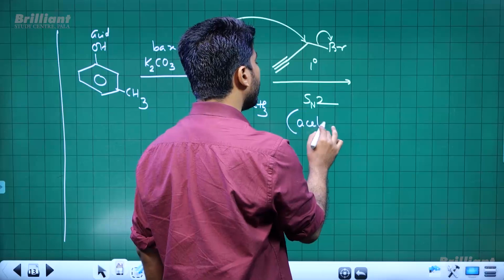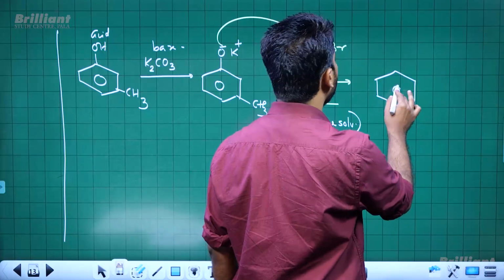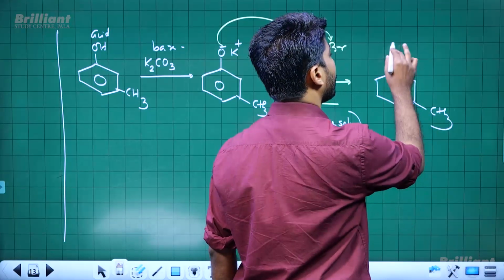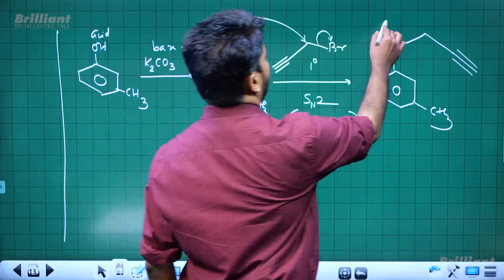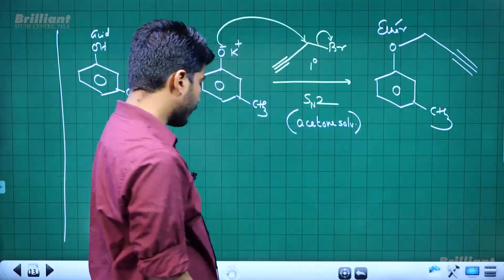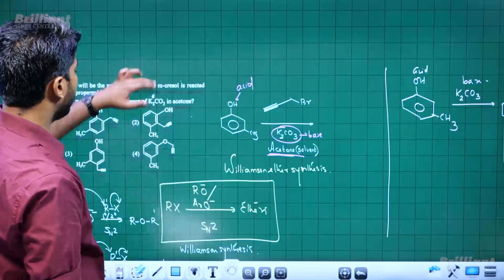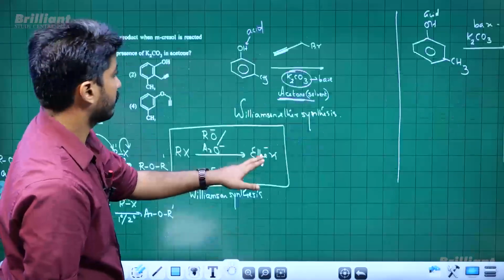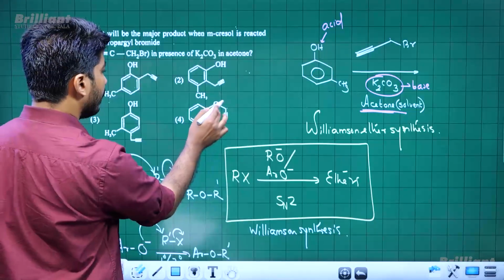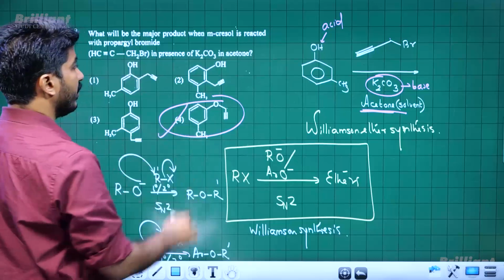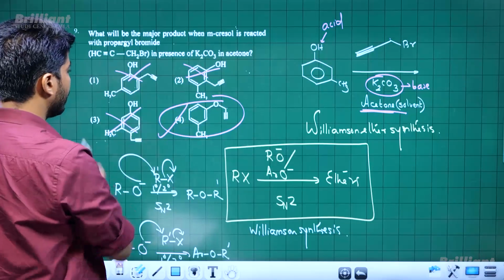SN2 further, because acetone is the solvent, a polar aprotic solvent. Anyway, the final product will be like this, right? There is an ether now. And we should identify that product from the options. So from the options, we can see that this is the correct ether product. These are not ethers at all, right? So it is very direct.